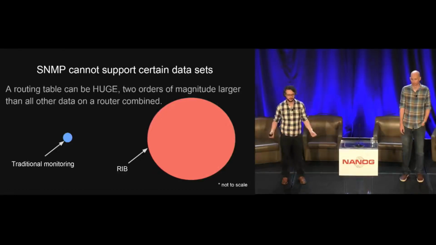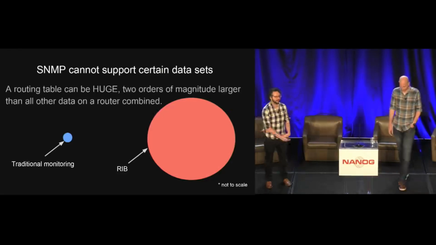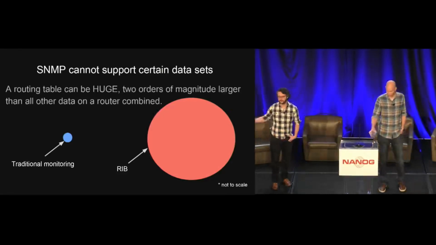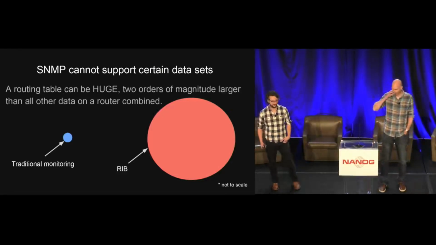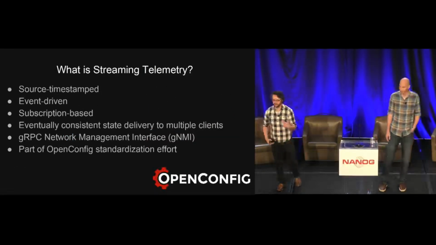If we want to look at things like routing table data, it's two or three orders of magnitude larger than the other data that we're pulling from devices today. We're already in a scale problem. We already can't get the fidelity that we would like. And we're trying to introduce this kind of data into the protocol. So we've been working on this system.